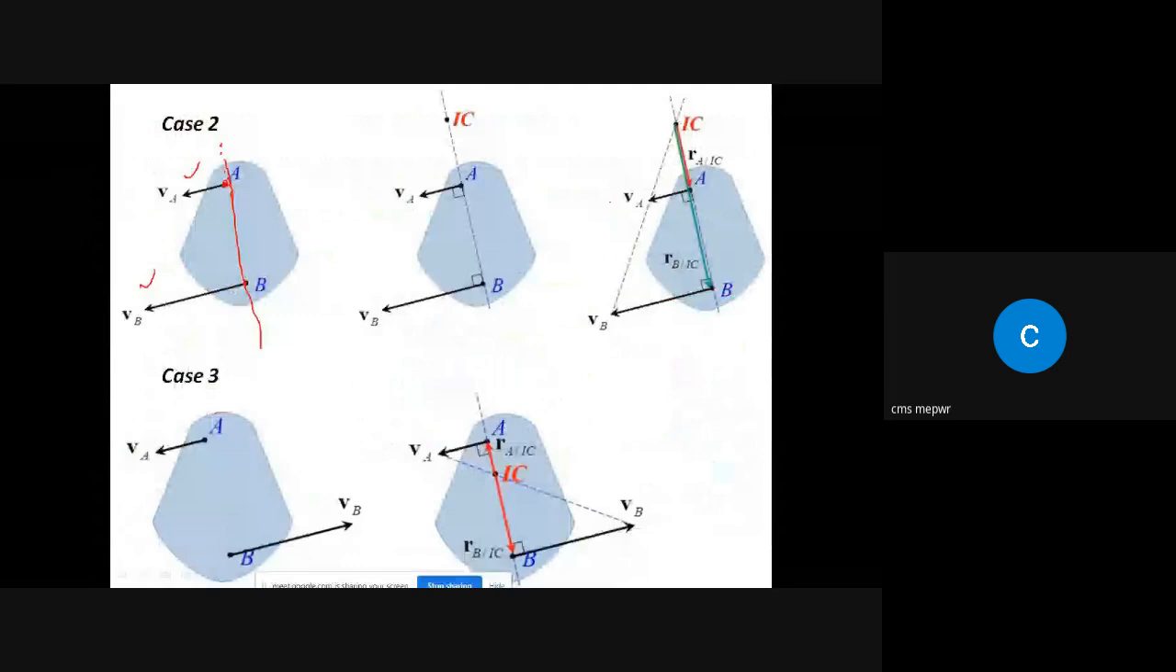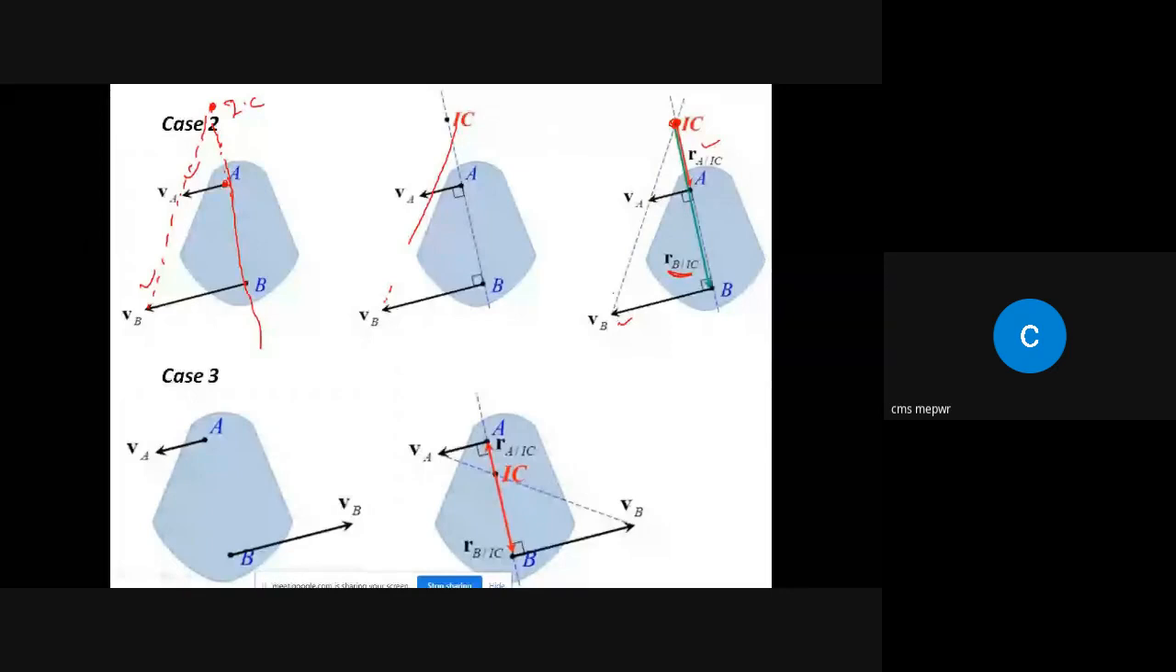So what we can do is draw a line that joins the tips of the velocities and extend it, and the point where it meets the perpendicular lines will be our instantaneous center, like this one. Here we have the proportion. The velocity VA is proportional to the position vector RA by IC, and the velocity VB over here is more, so the position vector is also greater, that is RB by IC. VB has a bigger value than VA.